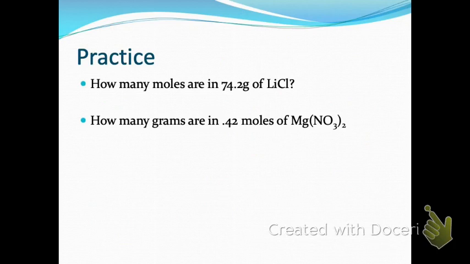How many grams are in 0.42 moles of that substance?